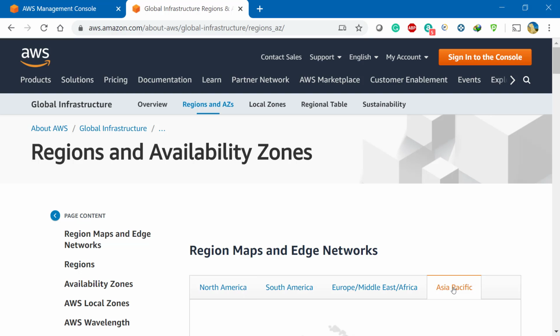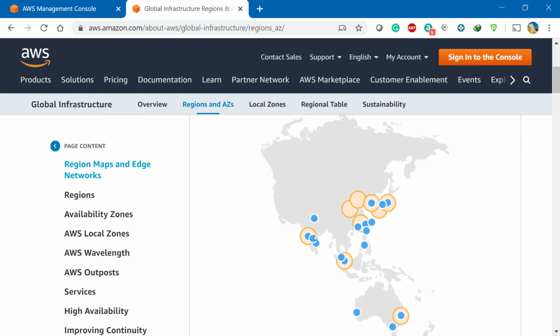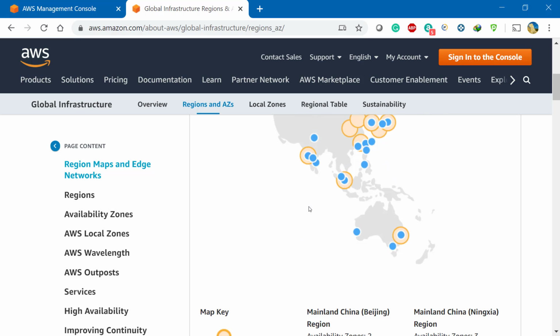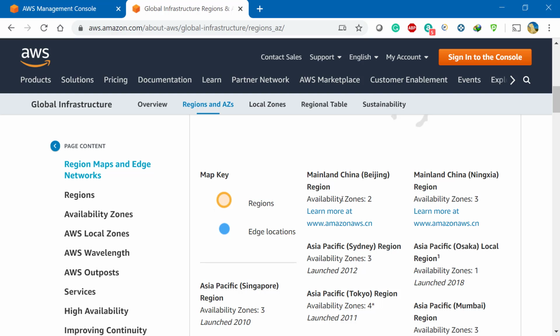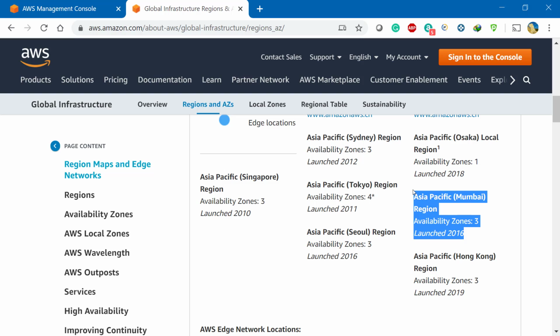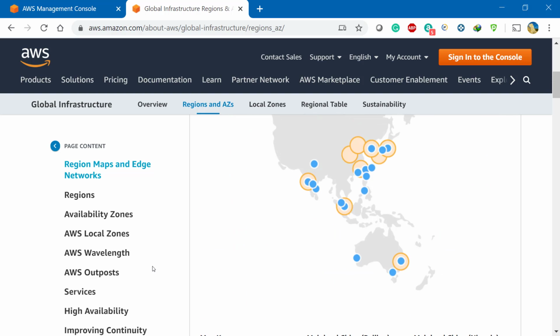For example, I'm in India, so I'll go to Asia Pacific, and if you notice, the one in yellow color is a region, and there is only one. If you scroll down, you would see that there is a region in India in Mumbai. There are three availability zones, and it was launched in 2016. So currently we would be dealing with this particular region, and regarding the availability zones, we would be coming to this in some time.